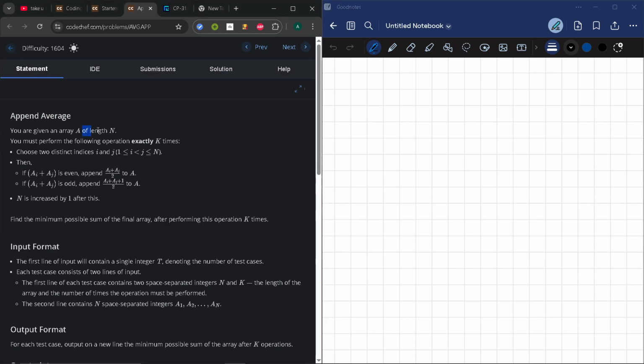You are given an array A of length n, then you must perform the following operations exactly k times: choose two indices. If the sum is even, then add the average. If the sum is odd, then add the ceil or whatever, and n is increased by 1. Find the minimum possible sum of the final array after performing this operation k times.